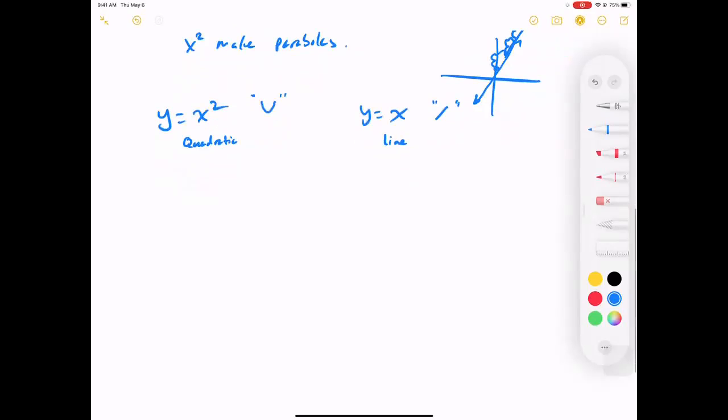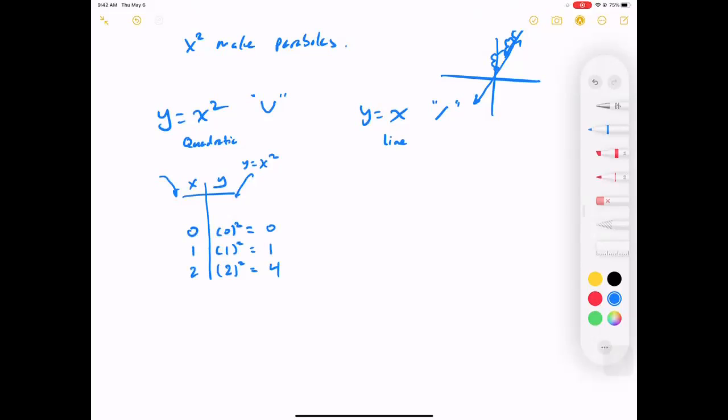Now let's talk about why it is a U shape. Let's create a t-table, x and y. We're going to plug in x values here, and we're going to get our y values from x squared. Let's plug in some easy values: 0, 1, 2. We're going to end up with 0 squared, 1 squared, 2 squared. And what's 0 squared? That's 0. 1 squared is 1. 2 squared is 4.